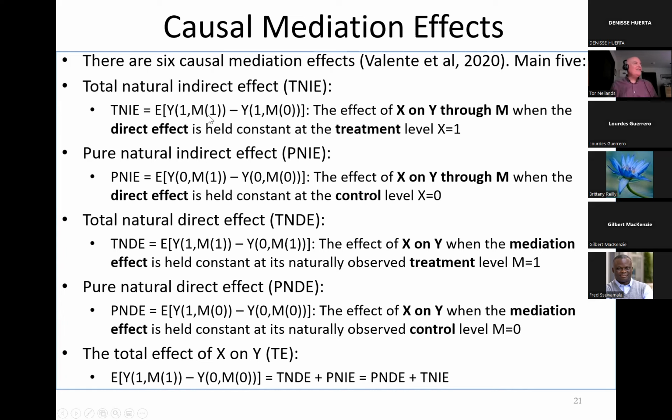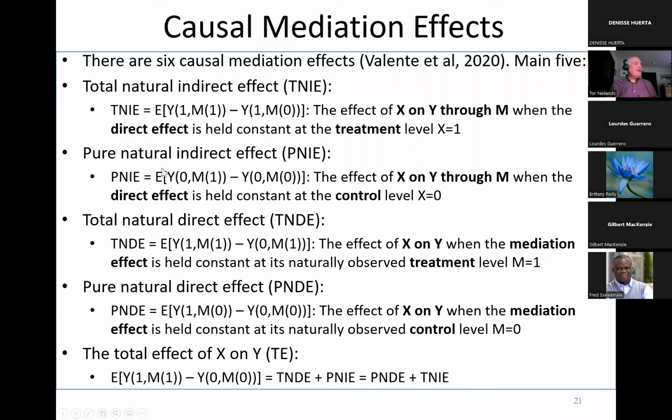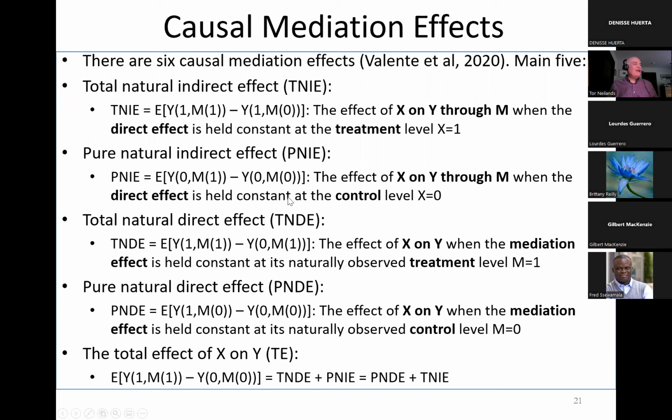So you can see in here, you see that there's Y1 and Y1 over here, and then M1 minus M0 over here. Now, if we move down to the next causal effect, you have the PNIE, that's the pure natural indirect effect. That is the effect of X on Y through M when the direct effect is held constant at the control level X equals zero. So over here now, it's like the previous equation, but now instead of Y1, we have Y0 in here.